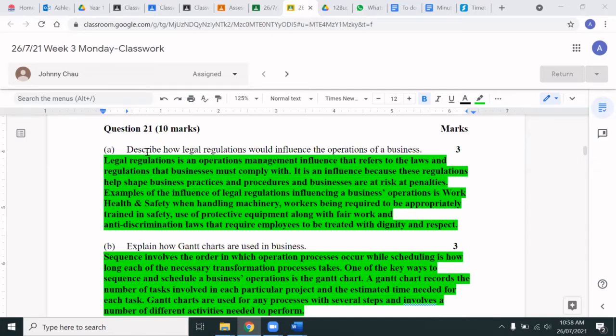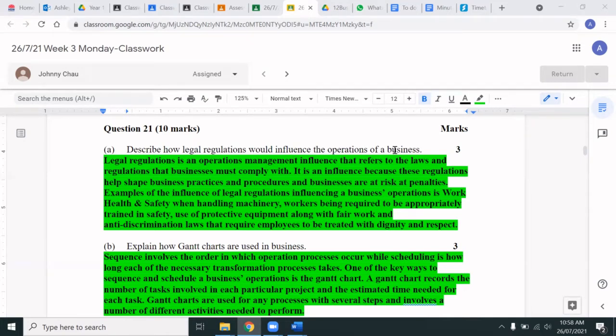Now, describe is characteristics and features. So it needs more detail than what an outline question does. Okay, and certainly more than a defined question. So describe how legal regulations, that's the laws, would influence operations of a business.